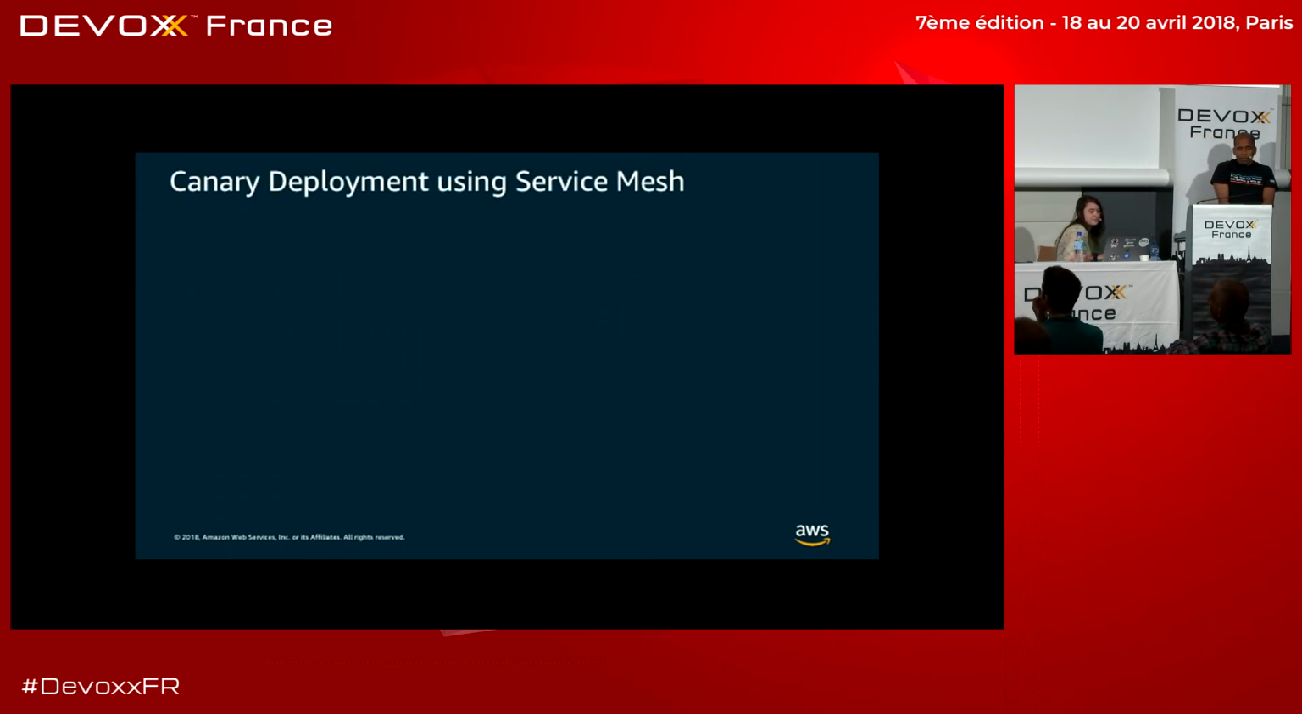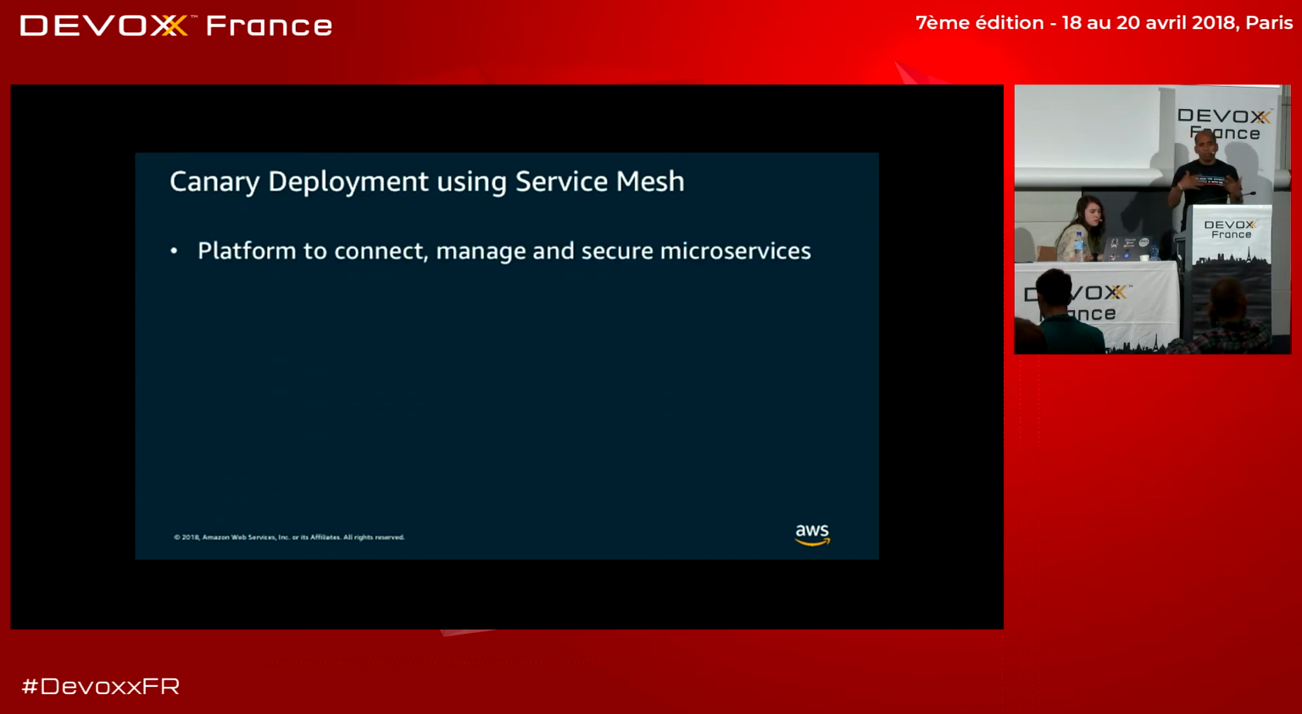So let's take a look at how we do Canary deployment using service mesh. So what is a service mesh? There are services that already exist in Kubernetes. Why do we need a service mesh? Kubernetes is just one orchestration framework. What you want is a platform that allows you to connect, manage, and secure your microservices, which is not dependent on an application or an orchestration framework. So it really provides you a platform that works out of the box.